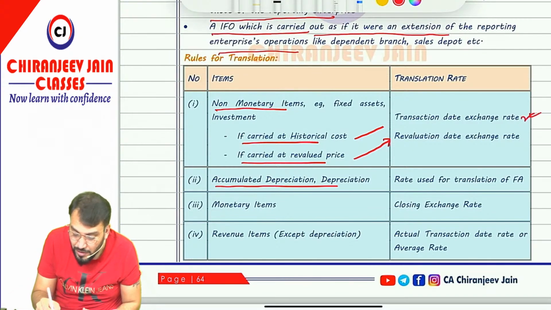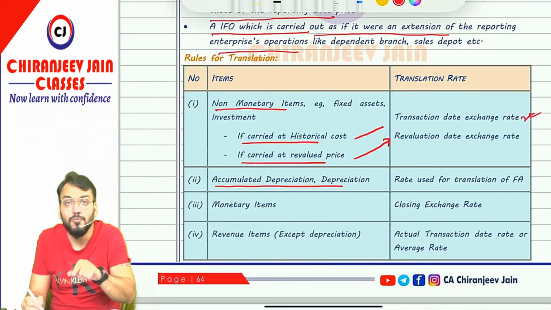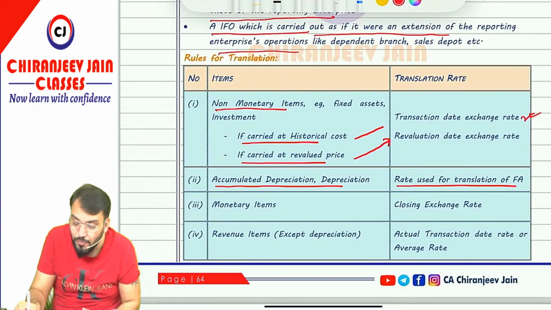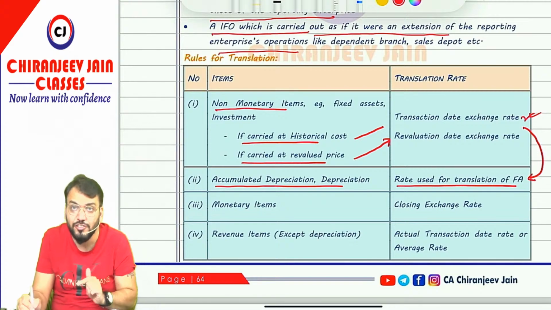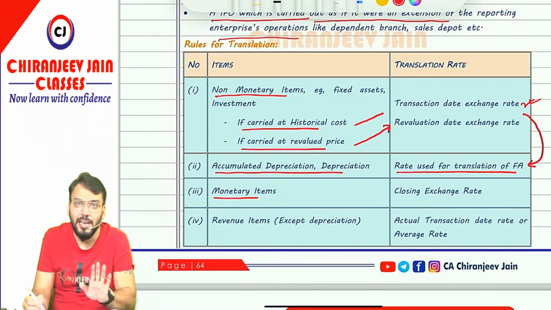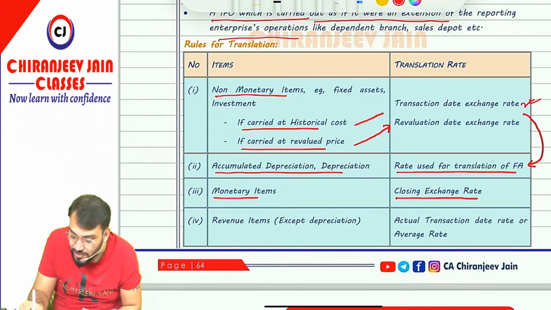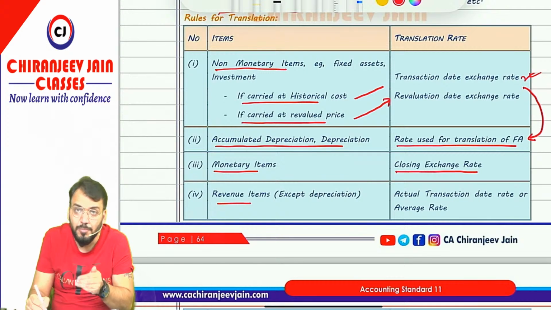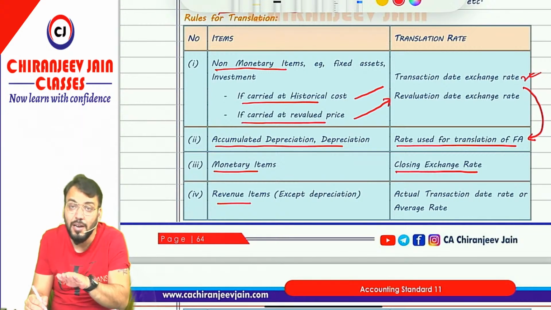For accumulated depreciation and depreciation, we should use the rate used for the translation of the non-monetary item. Whatever rate you have used for the fixed asset, that rate will be used for the accumulated depreciation and depreciation. Any monetary item, now you know monetary items, all the monetary items will be translated using the closing exchange rate. All the revenue items, meaning all the income and expenses, will be translated using either the transaction date exchange rate or the average rate.